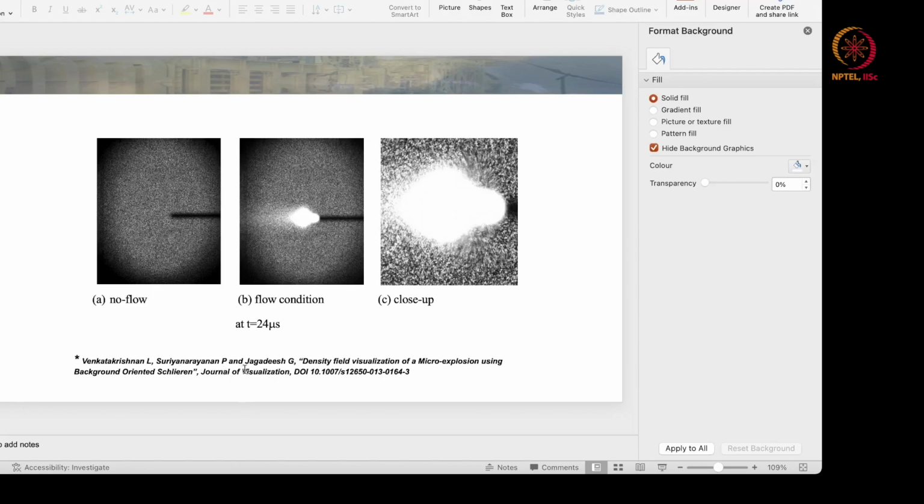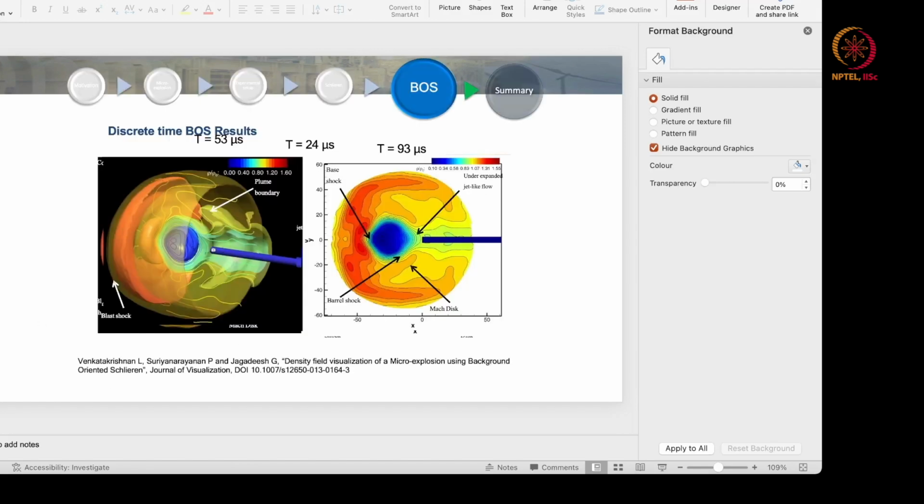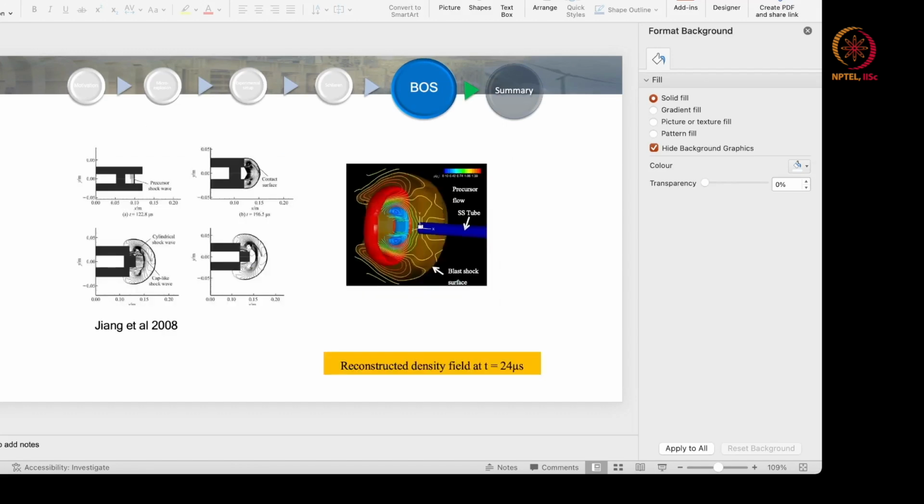This is from Venkat Krishnan's work, which is the density field of a micro explosion using background oriented Schlieren in this particular case. This is another work, which is discrete time BOS results, which shows the Mach disk, the barrel shock, and a lot of other cool stuff over here. So all these things, as you can see, are well understood. In future, of course, BOS can also use machine learning because this makes for a test case for machine learning. This is from Jiang's data, for example, which is the reconstructed density field.